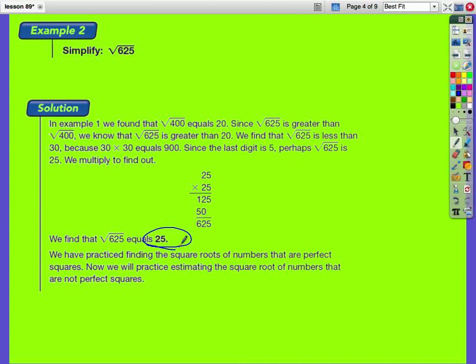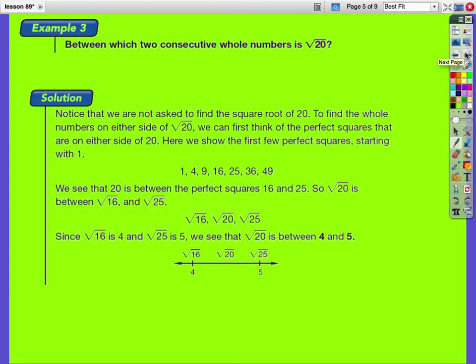Now we're going to estimate the square roots of numbers that are not perfect squares. So it says, between which two consecutive whole numbers is the square root of 20? Notice that we're not asked to find the square root of 20, because I'll tell you, it's going to be a long decimal. We're not going to be able to find the exact answer. So what we're going to do is find whole numbers on either side of the square root of 20. And we can first think of the perfect squares that are on either side of 20.